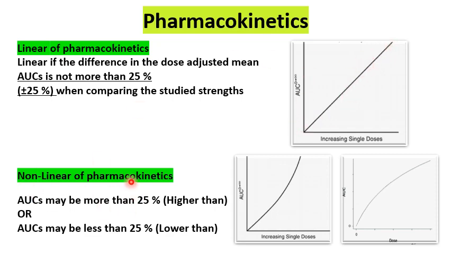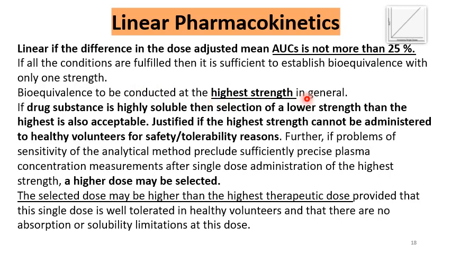Then coming to non-linear kinetics, AUC may be more or less. So if AUC differs by more than 25%, it is also non-linear. So see here, the AUC is increasing more compared to the increase in the dose. But in the second example, the AUC is decreasing with the increase in the dose. In general, you take the highest strength, perform the bio studies, and take a waiver for the lower additional strengths.